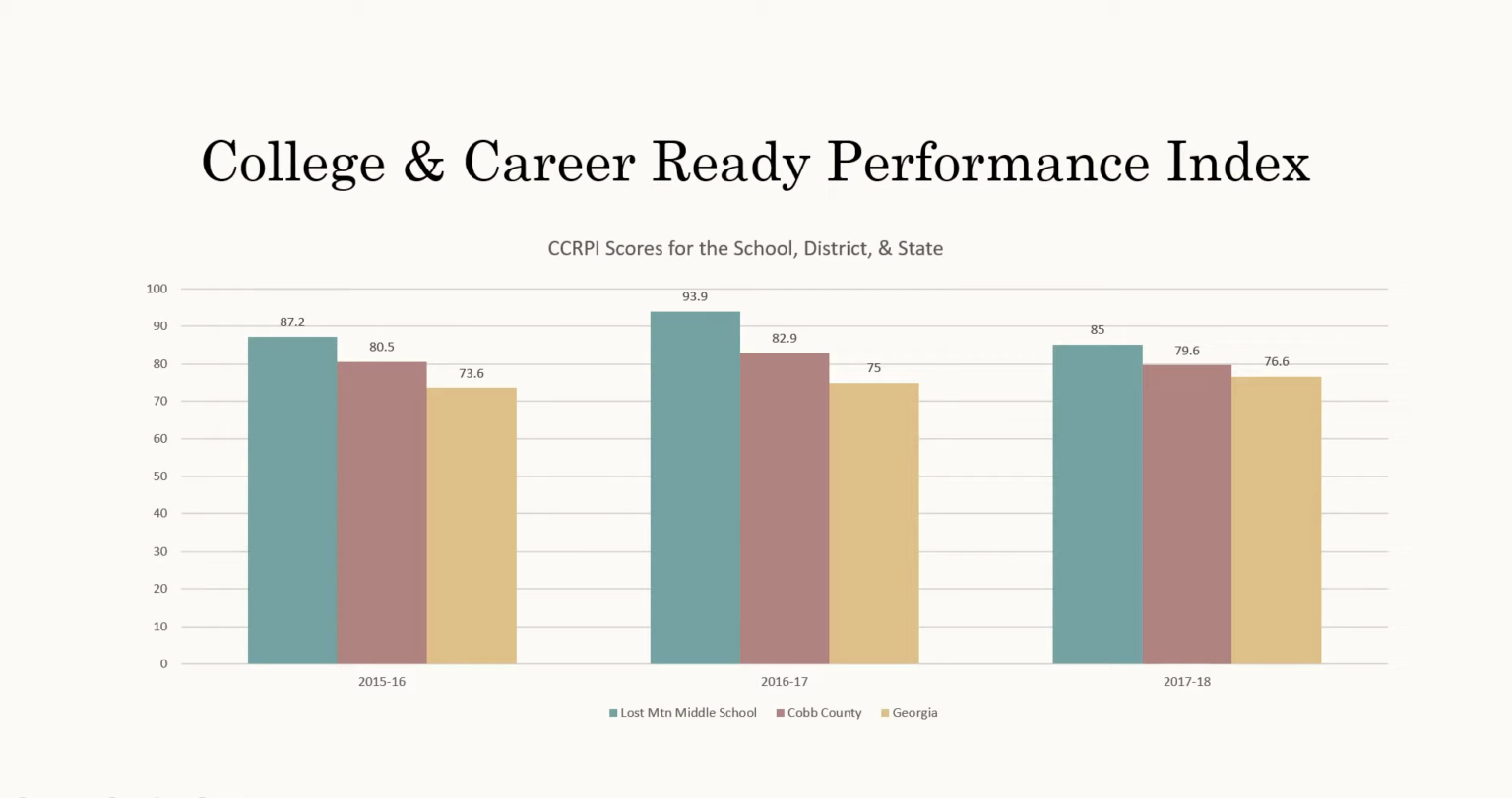We're going to start off by looking at our CCRPI scores, which are our College and Career Ready Performance Index. And across the board, we can see from all 3 years, from 2015 to 2016, through to 2017 to the 2018 school year, that Lost Mountain Middle School has significantly outperformed the district and the state, getting a grade of A in the 2016-2017 school year and a grade of B in the 2015-16 school year and the 2017-2018 school year. Now, I can attribute the drop in letter grade from the 2017 to the 2018 school year to the fact that Lost Mountain did have a change in administration, which may have affected that score.